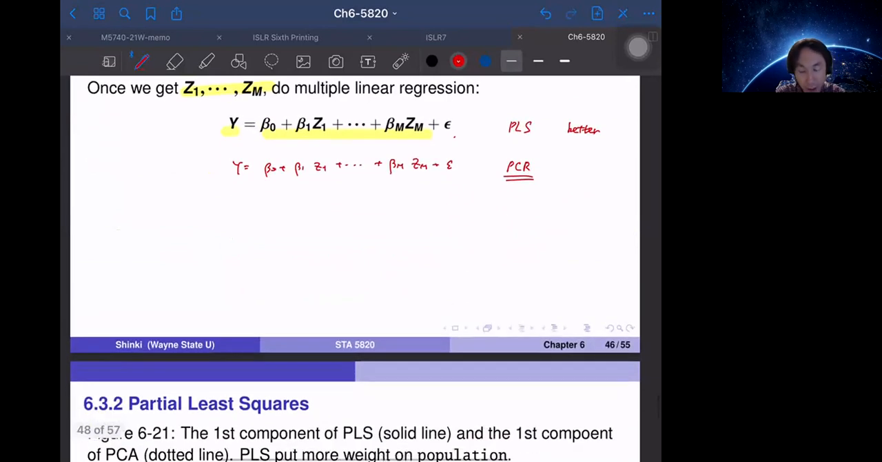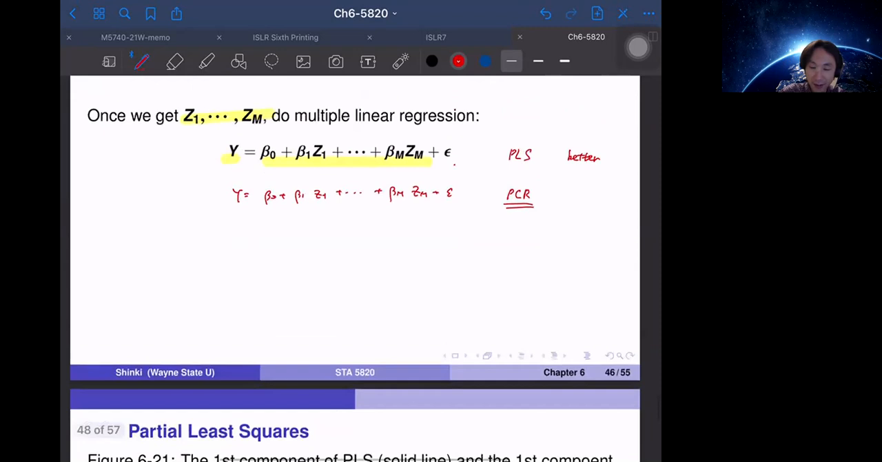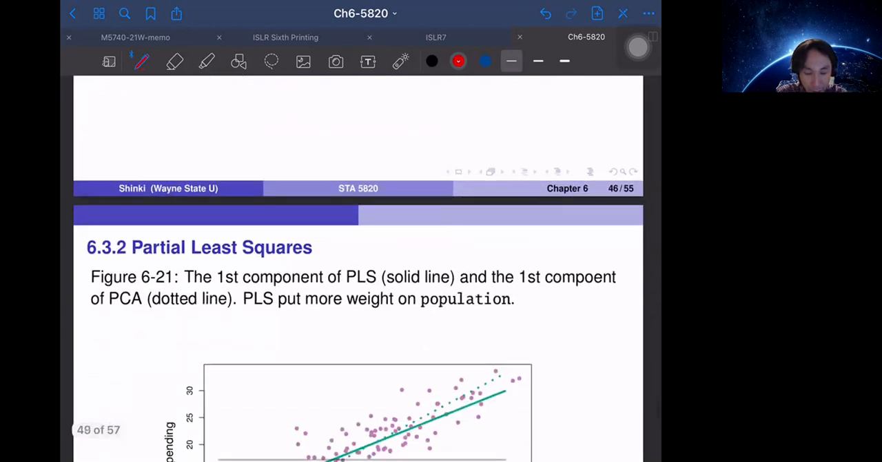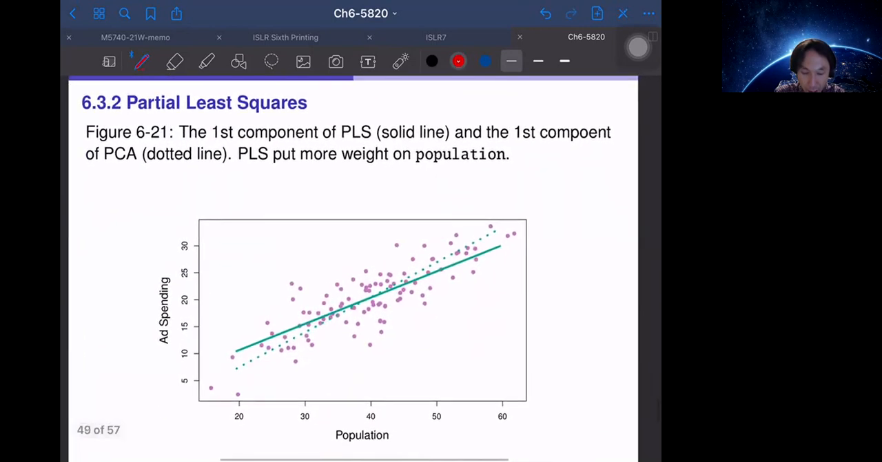PLS, the partial least squares, is a little ad hoc model because we use information of y to define z1 to zm, then we regress y on z1 to zm. So it's a kind of contradictory. But practically, it works better than principal component regression if the dimension is high.